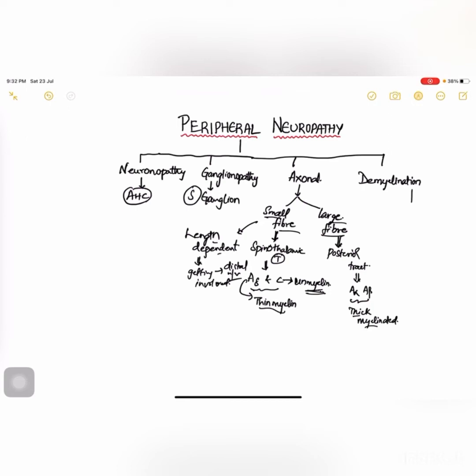Under demyelination, we have loss of myelin. This results in decreased saltatory conduction. Coming to patterns of peripheral neuropathy, there are 10 patterns of peripheral neuropathy.